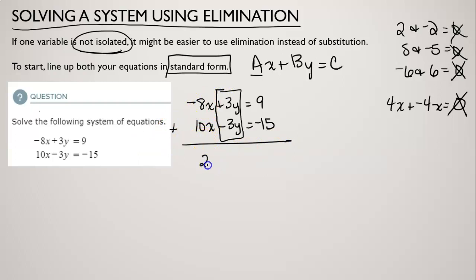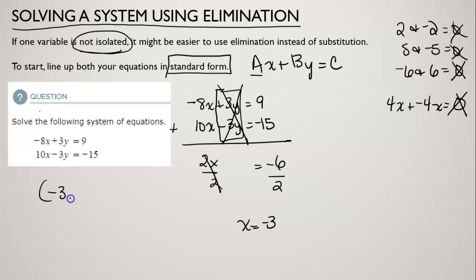Negative 8x and 10x make 2x. 3y and negative 3y cancel out. I do not write that as y. If I write it as y, it means 1y. And 9 plus negative 15 makes negative 6. What we create when we do that is a pretty simple one-step equation. I'm down to one variable. I'm going to divide both sides by 2, and so now I know that x equals negative 3.